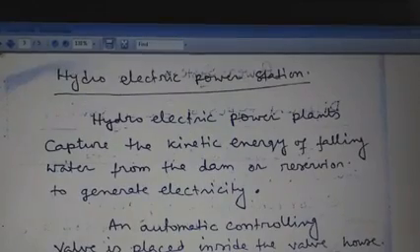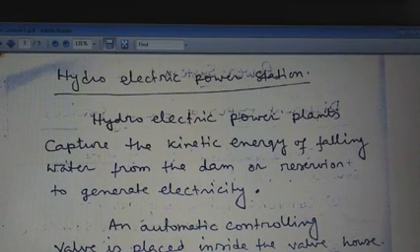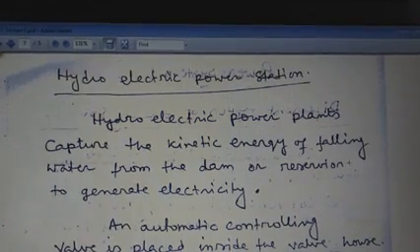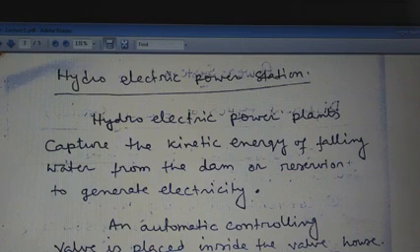Next is the hydroelectric power station. A hydroelectric power plant captures the kinetic energy of falling water from the dam or reservoir to generate electricity. A turbine converts the kinetic energy of the falling water into mechanical energy, and the turbine is coupled with the generator shaft. Then the generator converts the mechanical energy from the turbine into electrical energy. The waste water then passes through a channel which is called the tail race. This water is utilized for irrigation purposes.